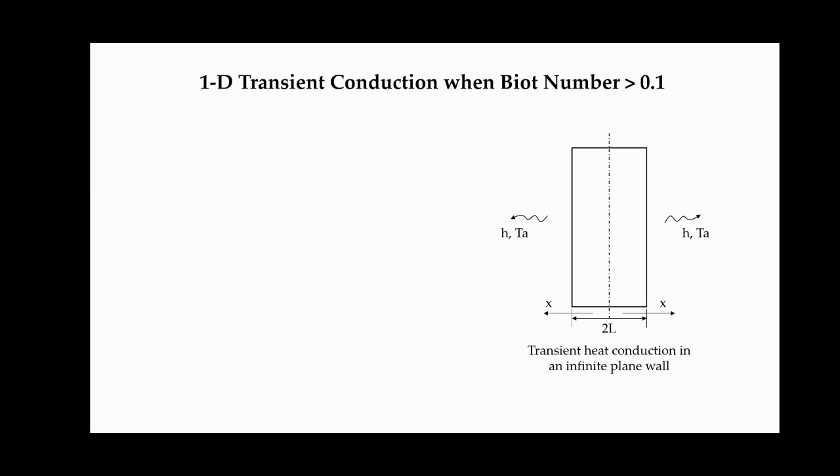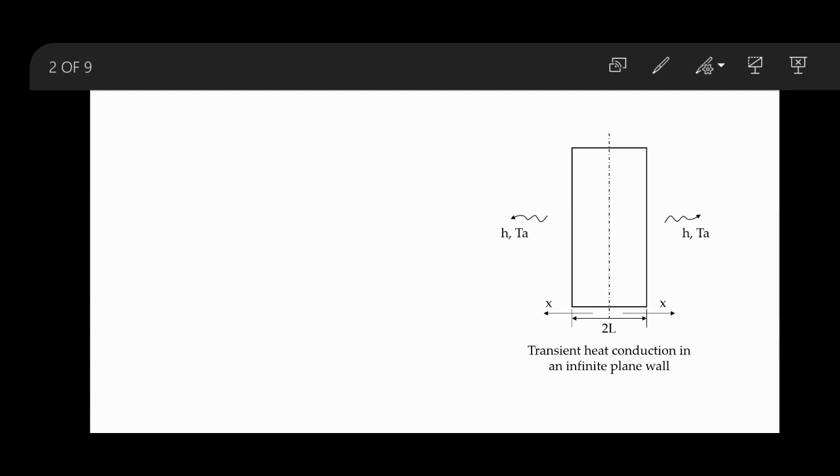So in this case, to explain the concept, I am considering a plane wall. The same analysis is applicable for a cylinder as well as a sphere. Here, I have taken the thickness of the plane wall as 2L, and at the center I have drawn the axis. On either side, we have a fluid with a temperature of T infinity and a heat transfer coefficient of h. The heat is being transferred to the fluid from the solid.